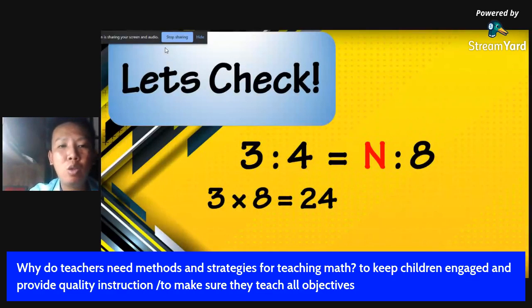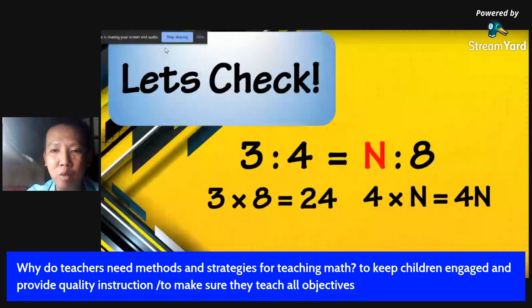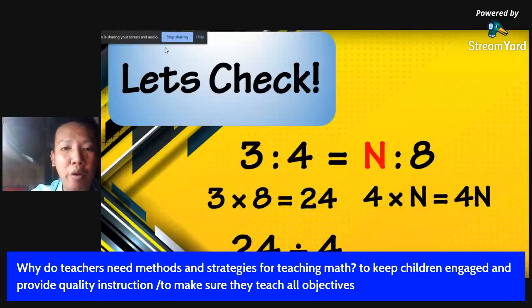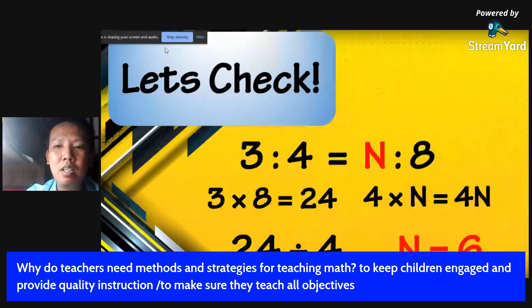And now, to complete the process, let's multiply our means. So we have 4 times n, which gives us 4n. And to get the missing term, we need to divide the product of the extremes by the product of our means. So let's divide 24 by 4. 24 divided by 4, we will get the value of n, which is 6. So it means that we need 6 cans of milk for 8 glasses of water.